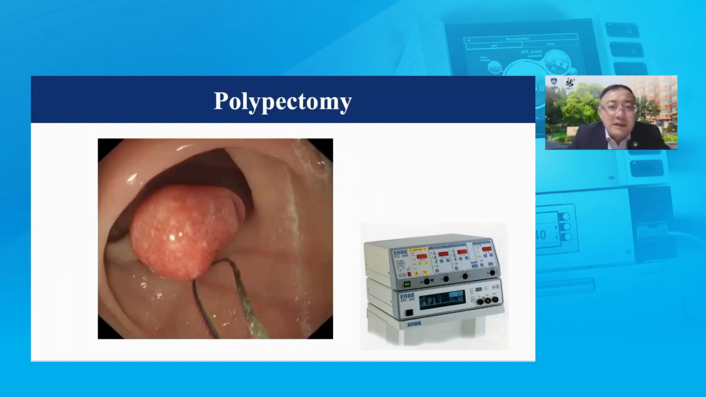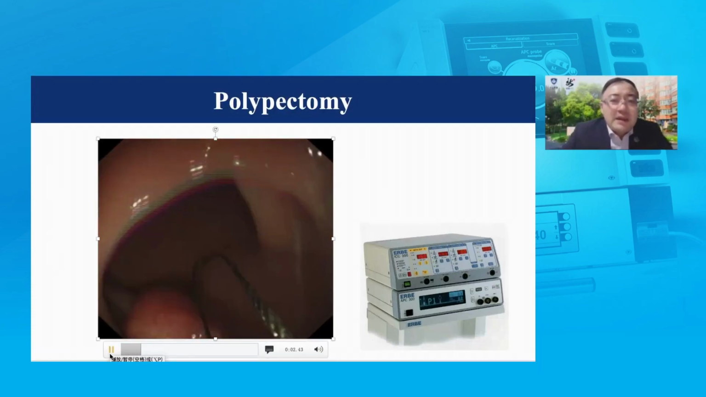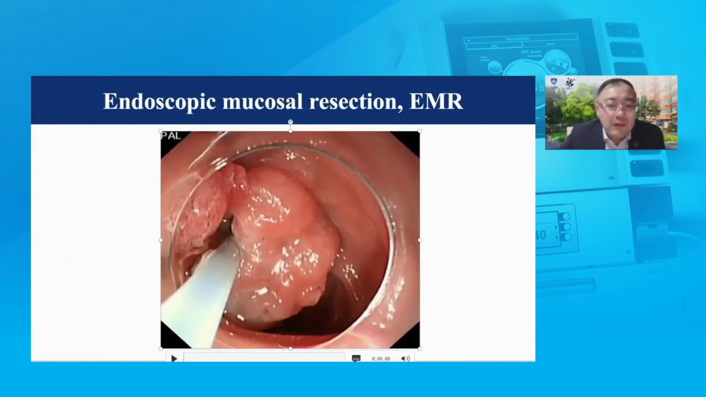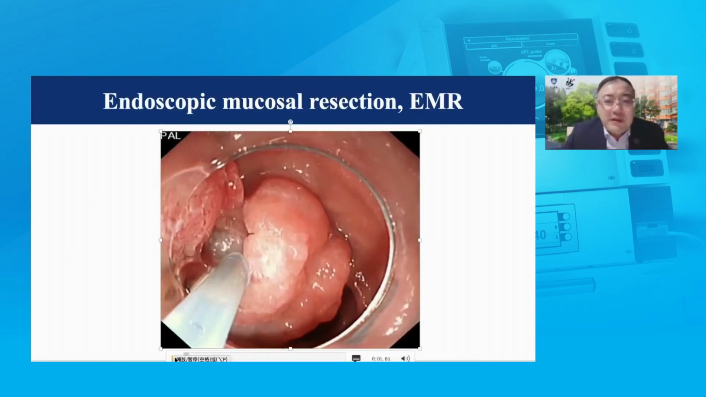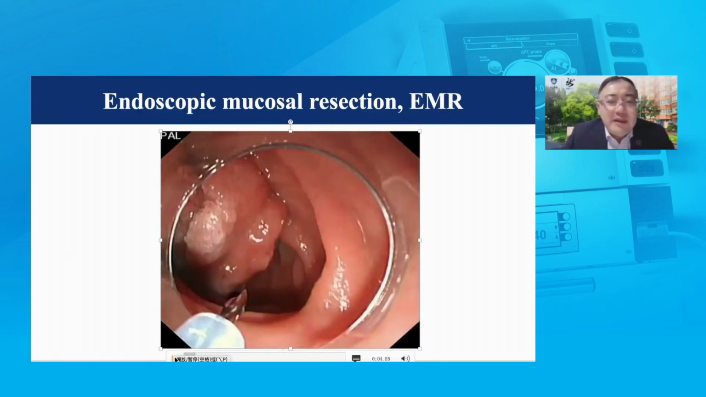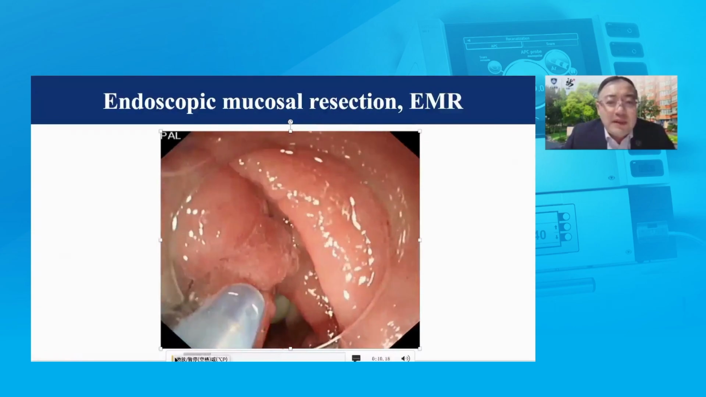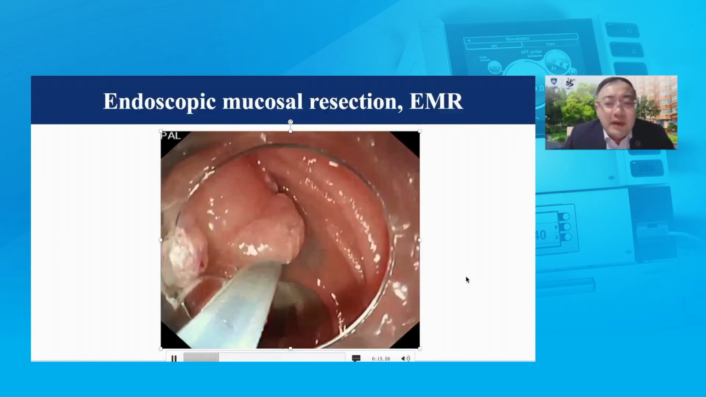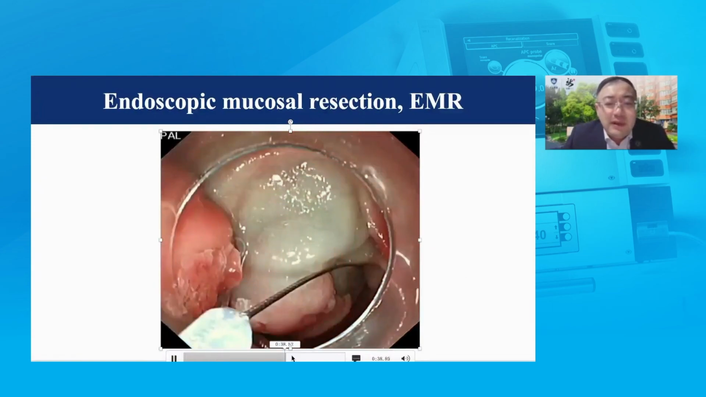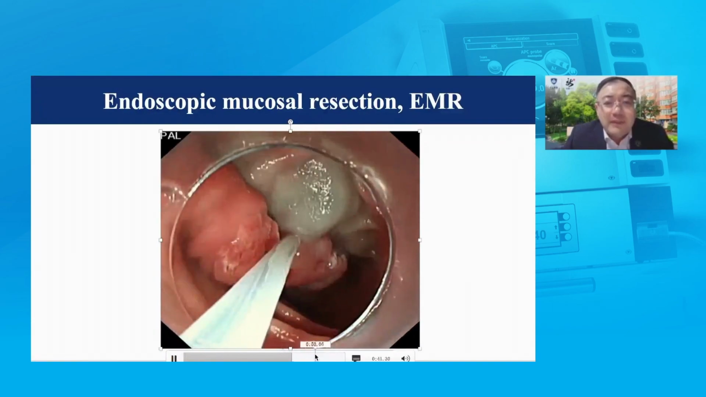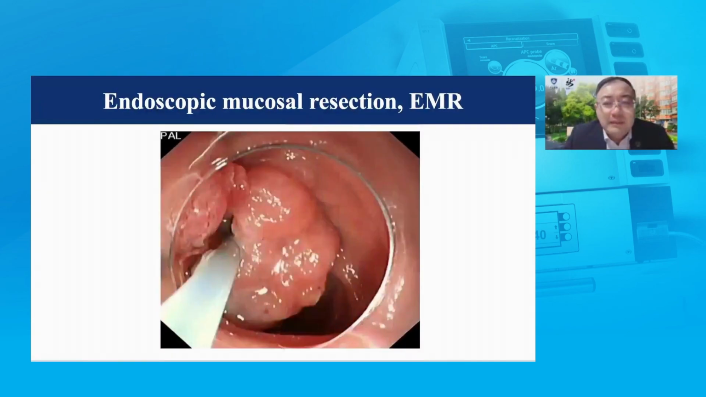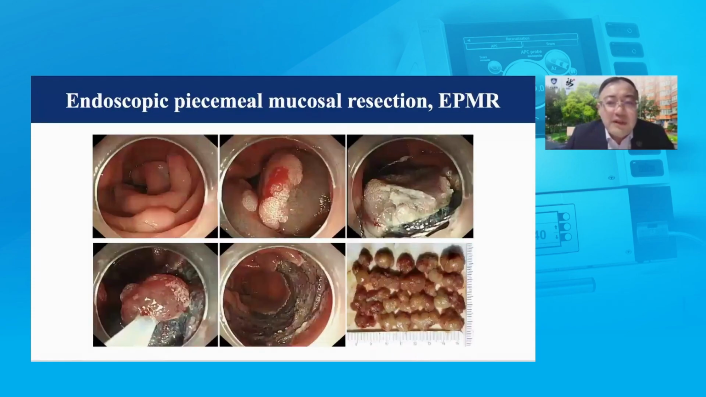From the 1960s, doctors could use the snare to remove pedunculated polyps, and this is a polypectomy. For small superficial tumors, such as this adenoma in the descending duodenum, we can inject saline into the submucosal layer, and then use the snare to catch the whole lesion and dissect it. And this is the EMR technique. For small lesions, we can use the snare to remove the whole lesion.